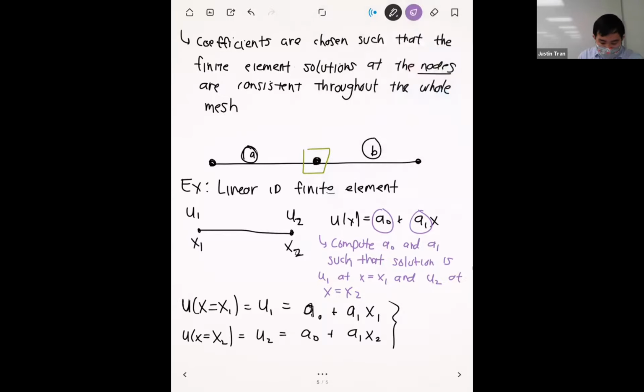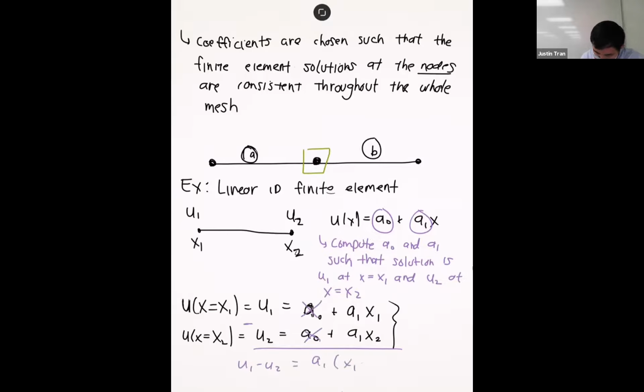Okay. All right. And so I'm just going to do this kind of quickly because the algebra is not really the point of this lecture. One way that you can solve this is to subtract the two equations from each other. That's going to cancel out both the a0s, and you get u1 minus u2 is equal to a1 times x1 minus x2. Okay, and then that's going to give us a way to solve for a1 from this equation. All right, any questions on this?